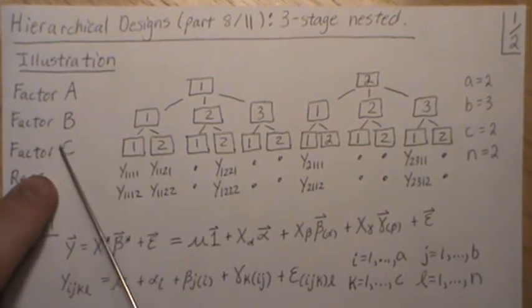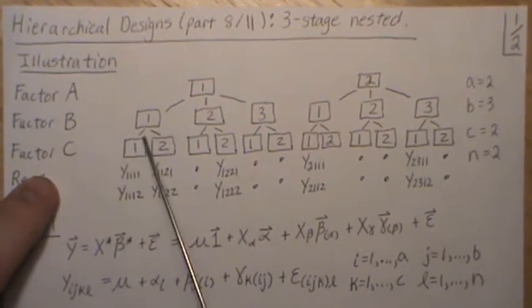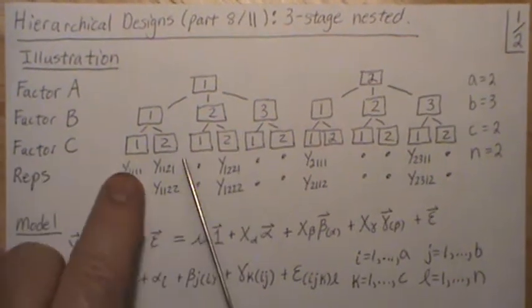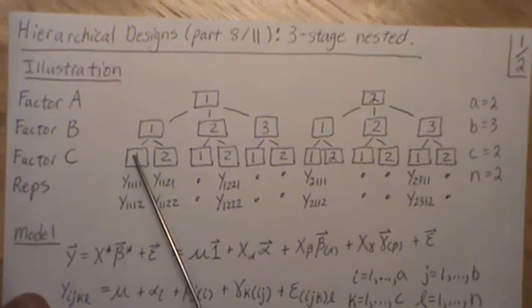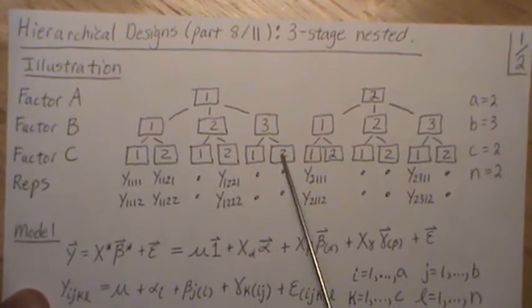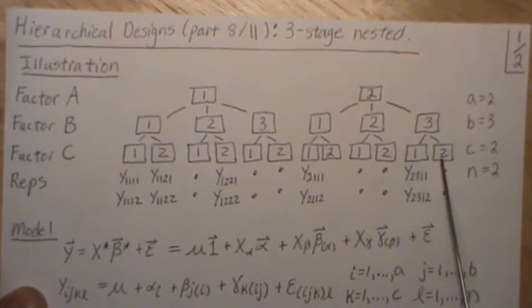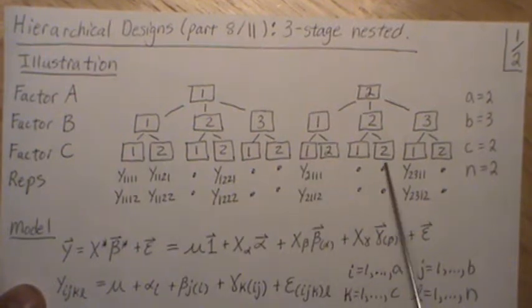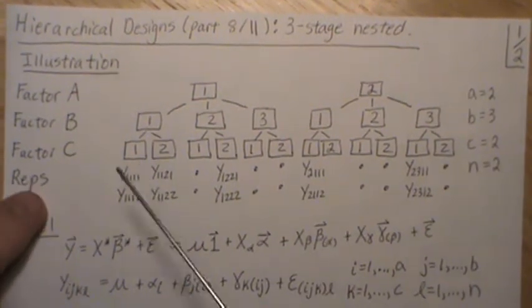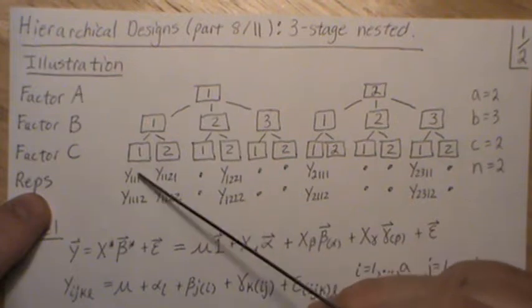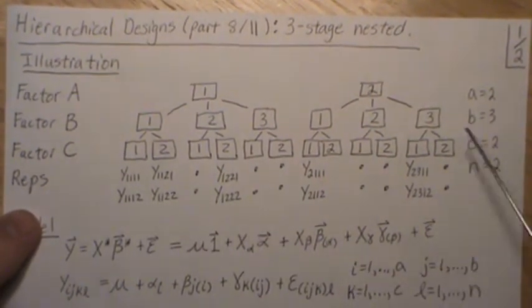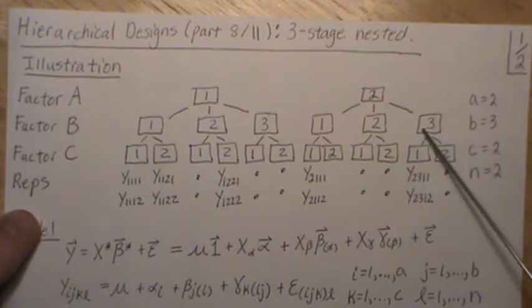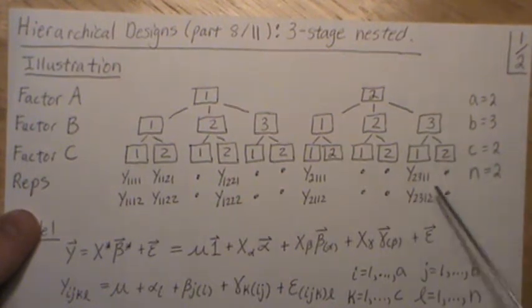But we could also have a third factor that's nested within B. So these ones aren't really the same. We could label it 1, 2, 3, 4, 5, 6, 7, 8, 9, 10, 11, 12. And then within each of these levels, we have reps. So here we have 2 reps. So A is 2, B is 3, C is 2, N is 2.